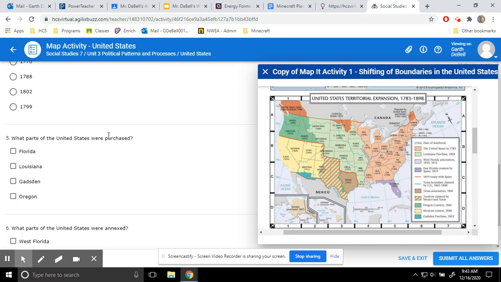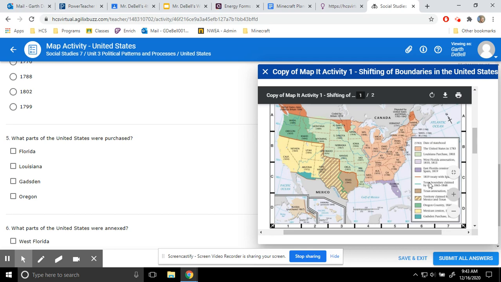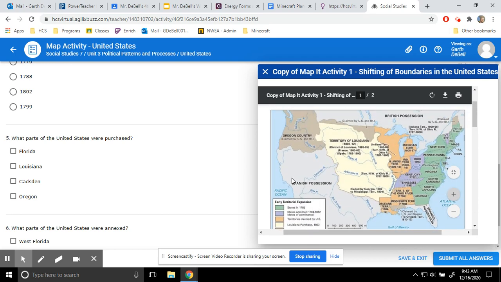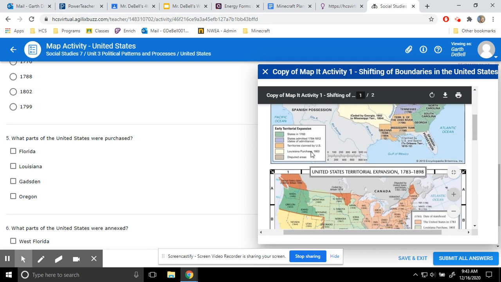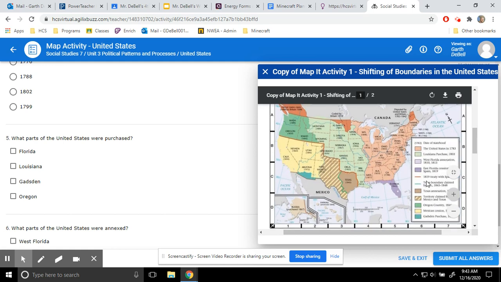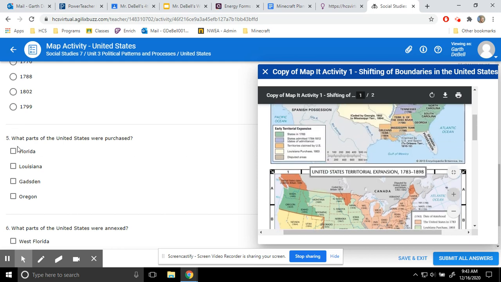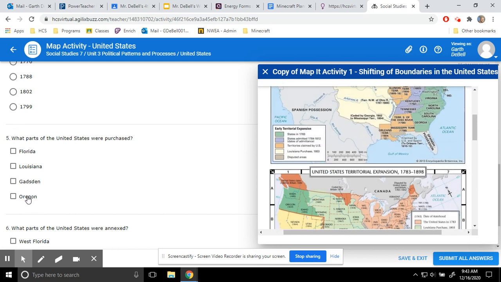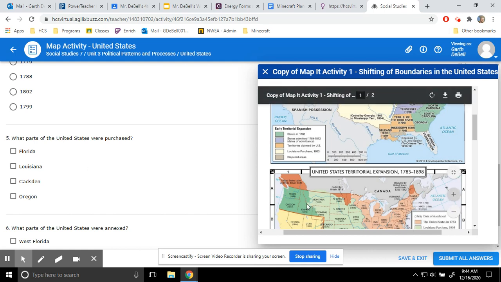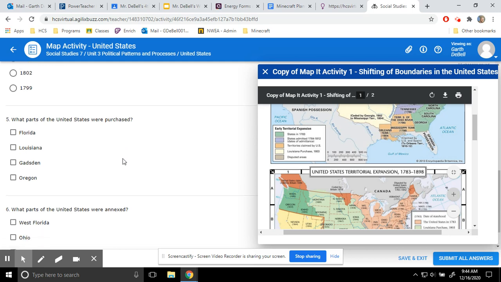Which parts of the United States were purchased? So again, you're going to use this. You might need to check up here as well, and this legend and this legend, and then look for the word purchase, right? See which ones of these were purchased. So your options here, this is a multi-answer, meaning that there's probably more than one correct answer. Your options can be Florida, Louisiana, Gadsden, or Oregon, or multiple of those. So you've got to figure it out by checking the legends.